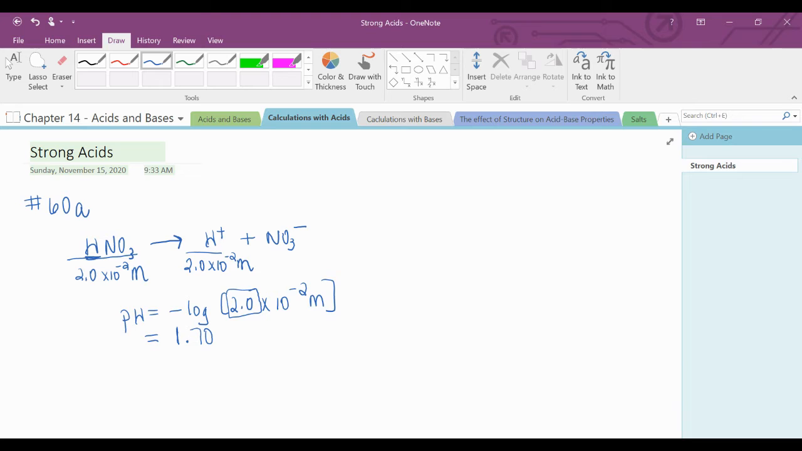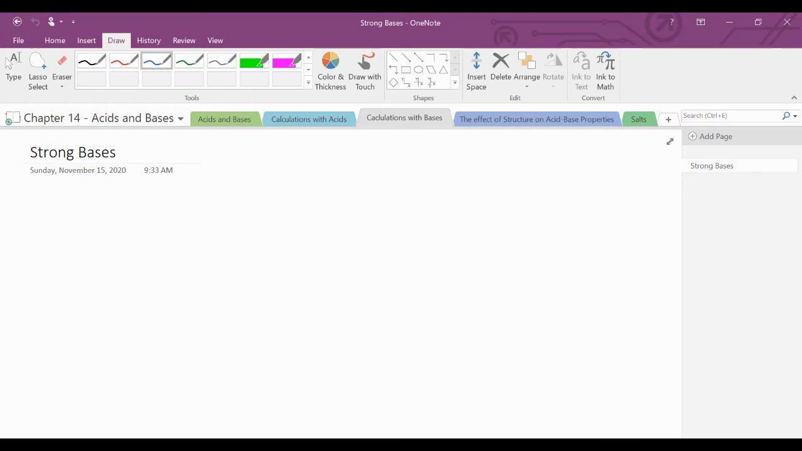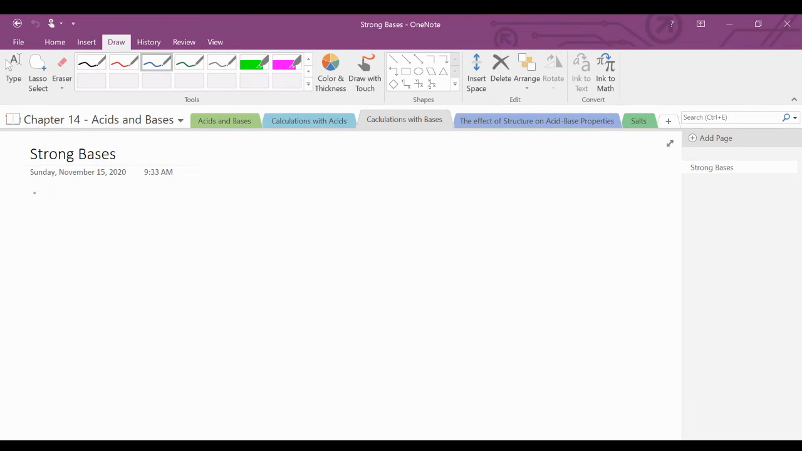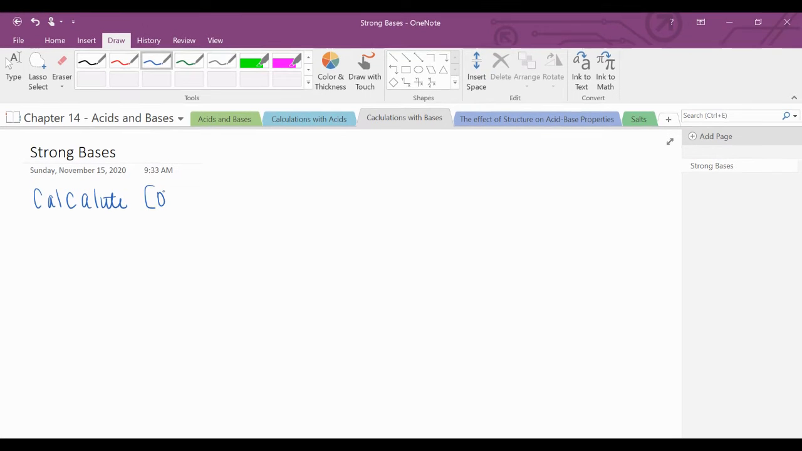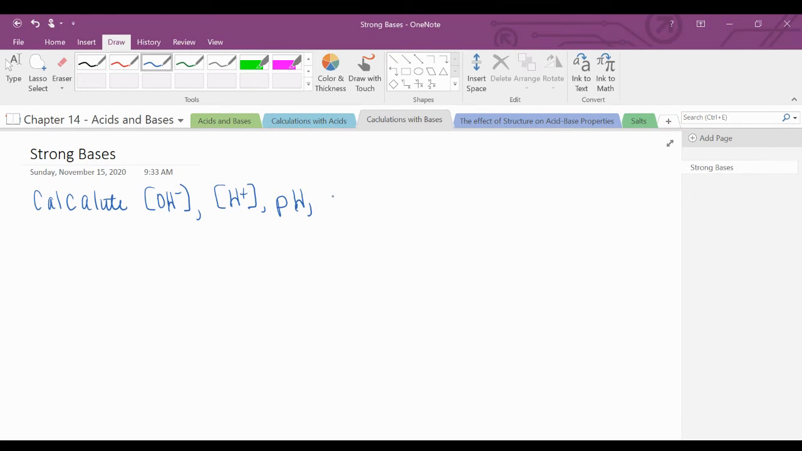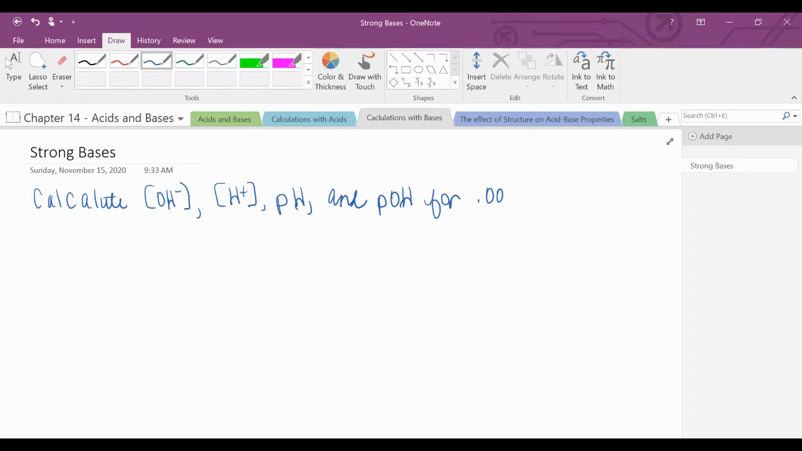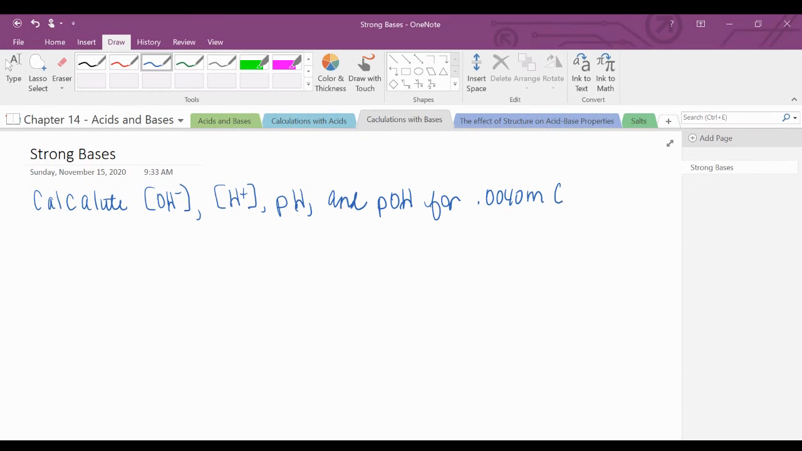All right, the second type of problem we want to look at is bases. And for now, we're just going to focus on strong bases. Okay. And so here's what I want us to do. We are going to calculate the hydroxide ion concentration, the hydronium ion concentration, the pH and pOH, and what we have is a 0.0040 molar solution of calcium hydroxide.